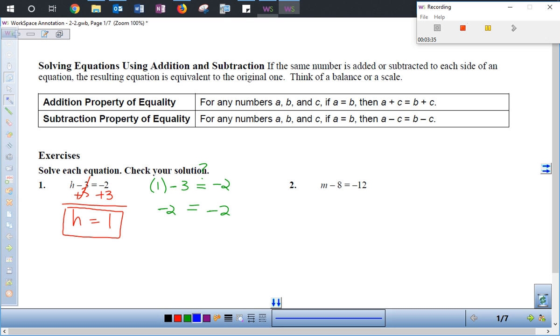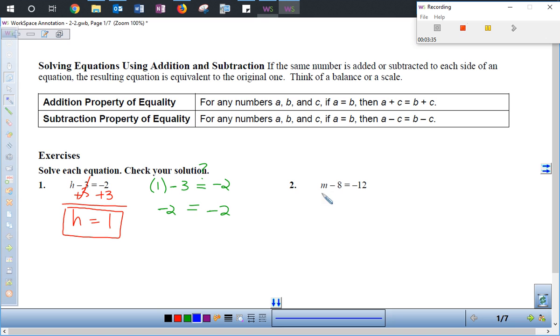So I understand that showing this work is just a little bit monotonous. You do it all the time. So you do not have to show this step. I want you to on the first one so you know what we're talking about, but in the future we can do that in our calculator. But there is no excuse to ever get an incorrect answer on any of these problems because you can always substitute it back in to make sure that it's the correct one. So let's go to number 2. I have m minus 8 equals negative 12.